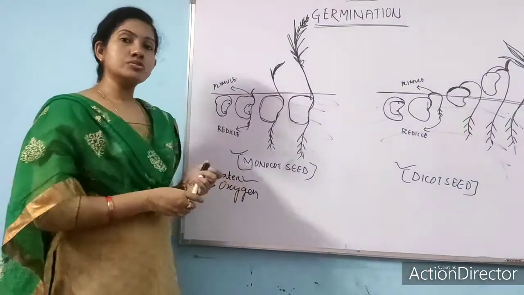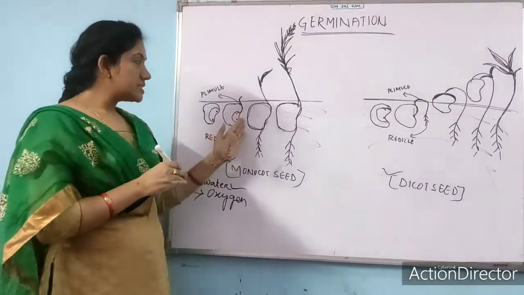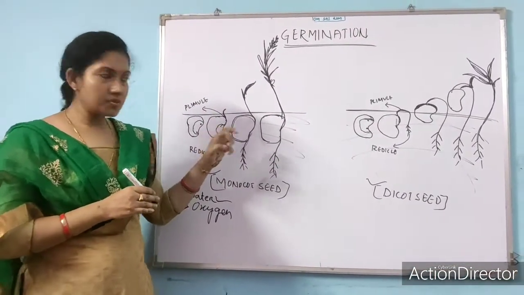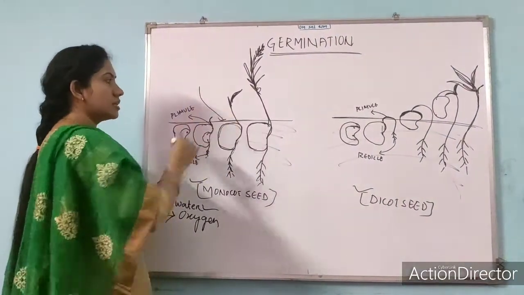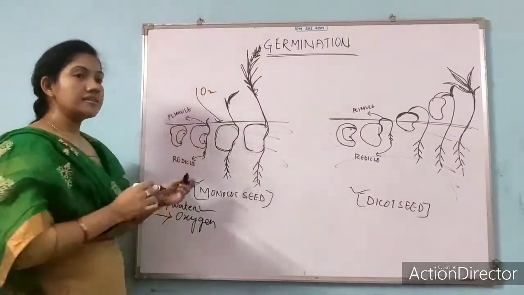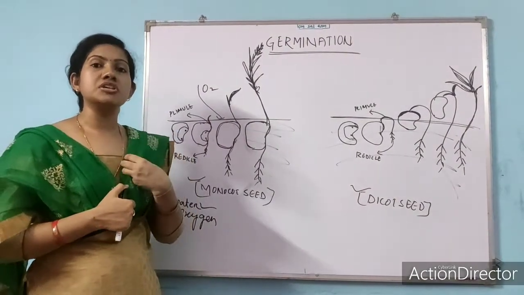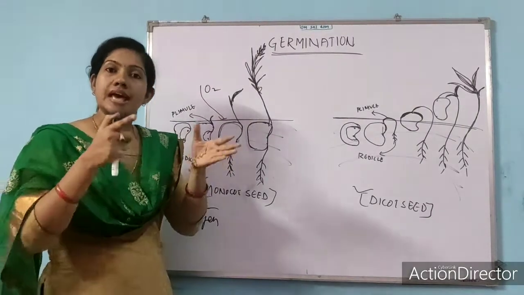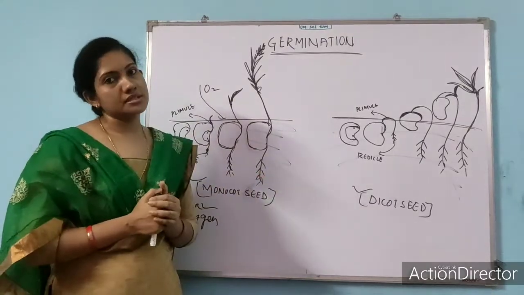So oxygen also plays an important role in the germination of seed. These seeds will take oxygen from the atmosphere, and they will use that oxygen for their breathing. We call it respiration. They do the respiration process to produce energy, and that energy is utilized for the further development of the seed.